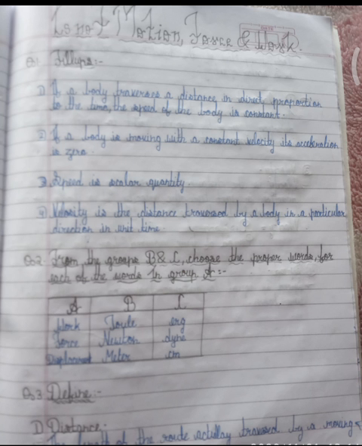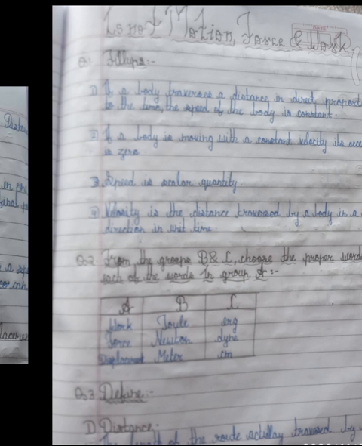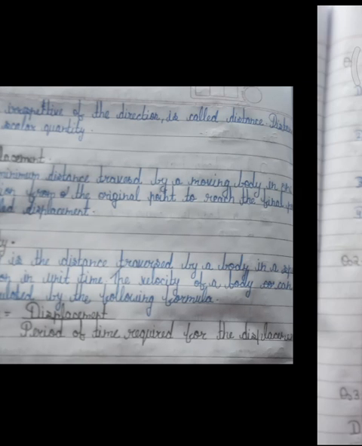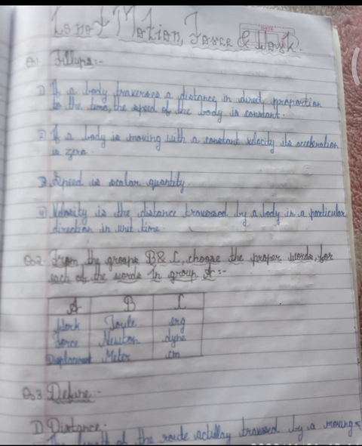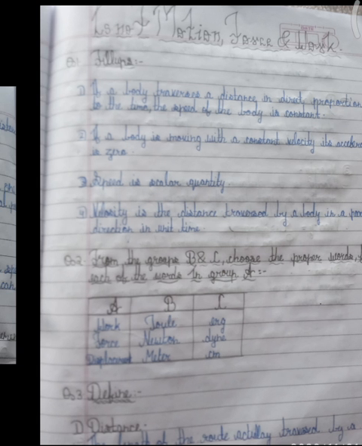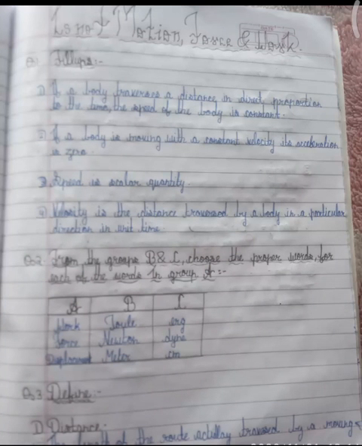Next, question number 3. Define or give the definition of. First is distance, the length of the route that is actually traversed by a moving body irrespective of the direction is called as a distance. Distance is a scalar quantity. Once again we will repeat.